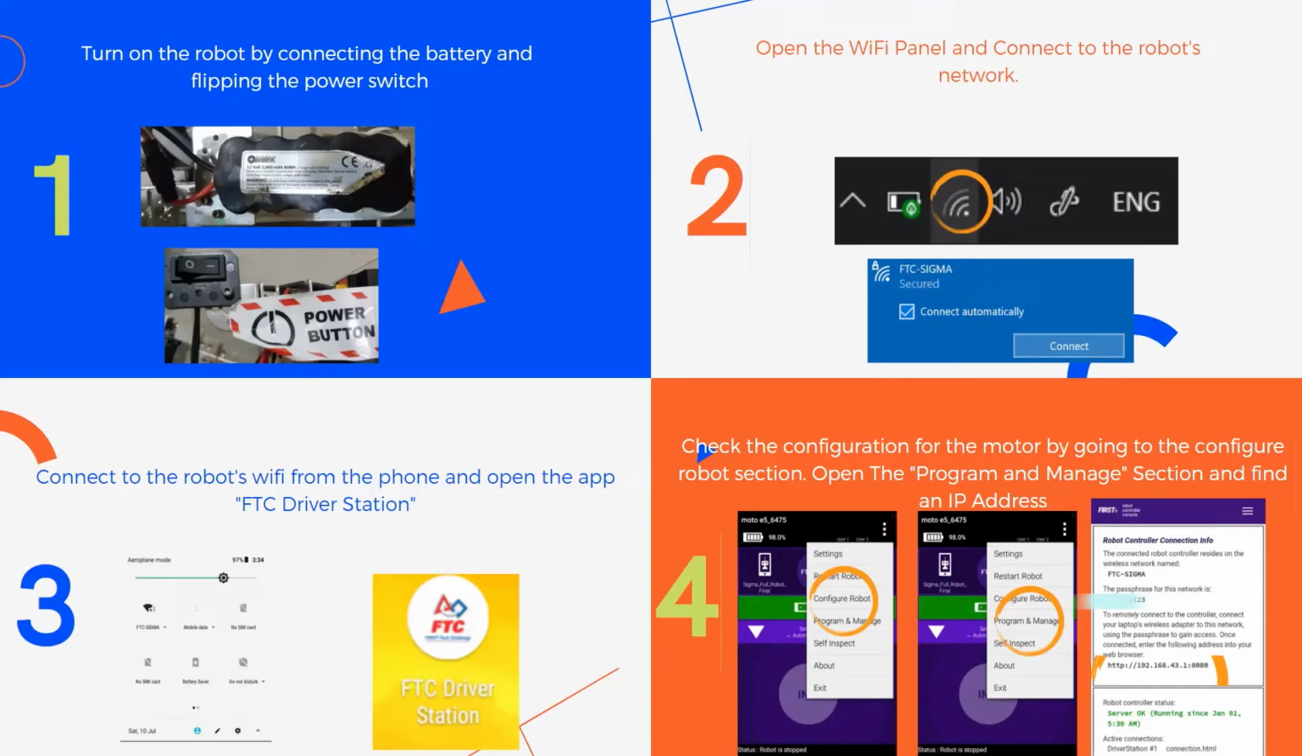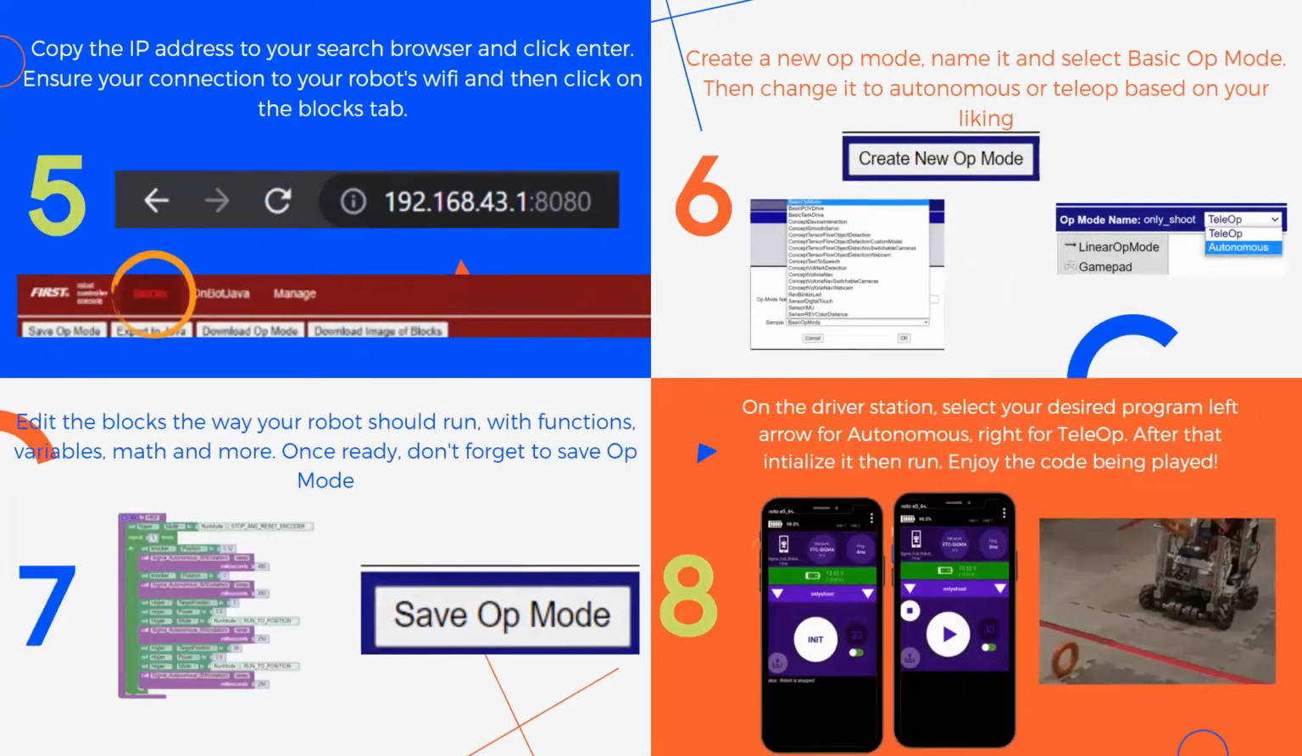Then open the Program and Manage section and find an IP address. Now this IP address will be very useful. Copy the IP address into your search browser and click Enter. Ensure your connection to the robot's Wi-Fi and then click on the Blocks tab. Create a new op mode, name it, and select Basic op mode. Then change it to Autonomous or teleop based on your need. Edit the blocks the way you want your robot to run, with functions, variables, math, and more. Once ready, don't forget to save the op mode.